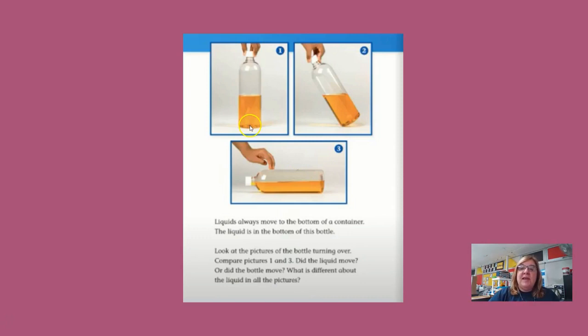So you can see that the bottle is moving. Our bottle is tipping over and moving from straight up and down to all the way down on its side. While the bottle moves, the liquid also moves. So here's my liquid. It fills up about half of the bottle this way, but you'll notice when we go to number 3, it's filling up half of the bottle this way as well.